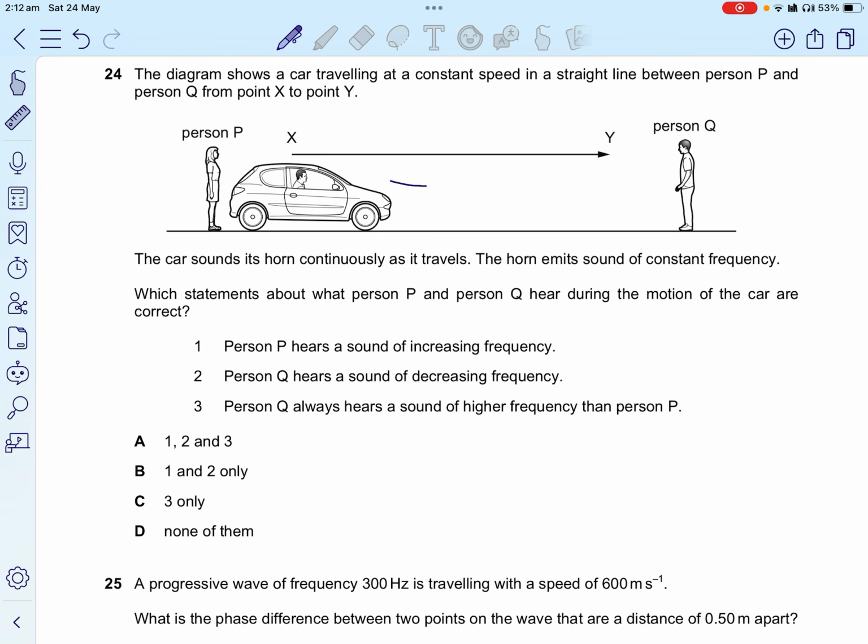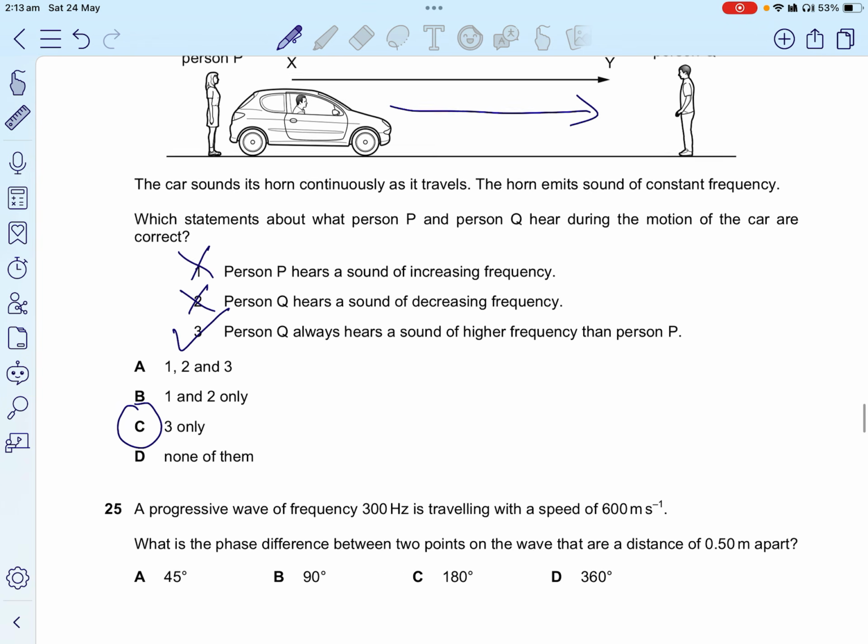Now, as the car moves from this spot to this spot, person Q hears a sound of higher frequency due to the Doppler effect, whereas person P will hear a sound of lower frequency. So person P hears a sound of increasing frequency? No, person Q hears a sound of increasing frequency, so this is wrong. Person Q hears a sound of decreasing frequency? No, he hears a sound of increasing frequency. Person Q always hears a sound of higher frequency than P? Yes, that is correct. So the answer can only be 24C, which is the third statement is correct and the other statements are wrong.